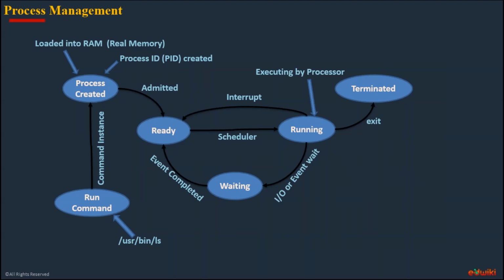Once the process is created, what does that mean? Your command instance is actually loaded into the real memory. Ideally, what will be the size of the real memory in a typical system, guys? It all depends on the size of the instance or server that you choose, right? If it comes to the AWS world, the instance type that you choose will decide the amount of real memory that will be allotted for your EC2 instances, correct?